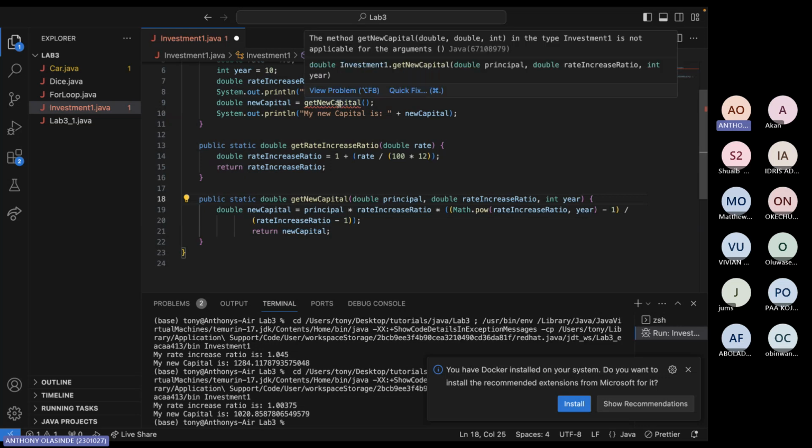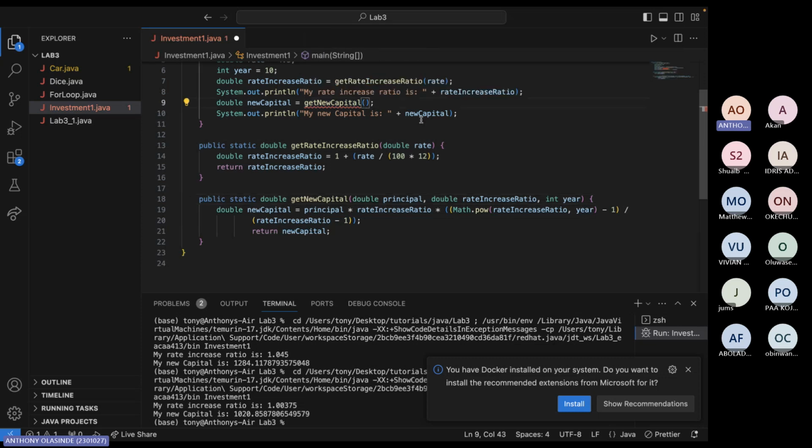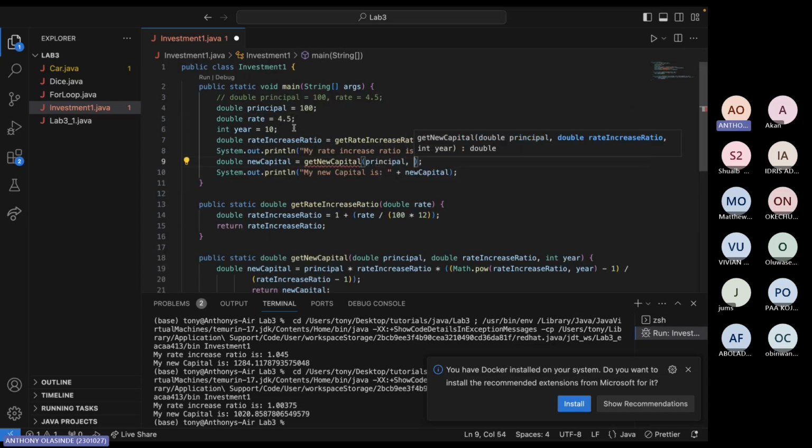Then your get new capital here, you can see it's telling you it is expecting a double and an integer. The first double is principal, the second double is rate increase ratio, the third double is, you can see it here, principal, rate increase ratio. Yeah, you just hover on it, that gives you the definition. So the first thing is telling you you need the principal, you need the rate increase ratio, and you need the year. So just apply it. Principal, we have principal already. So principal, then rate increase ratio, and year. So that fixes our problem.